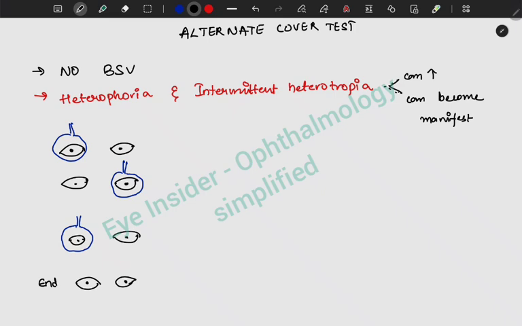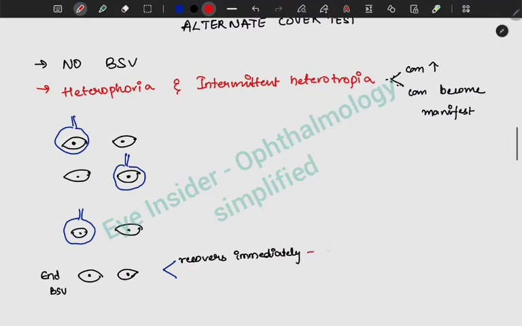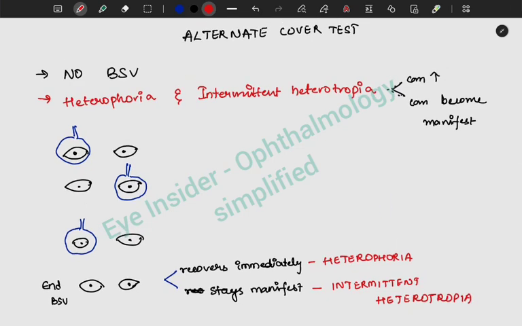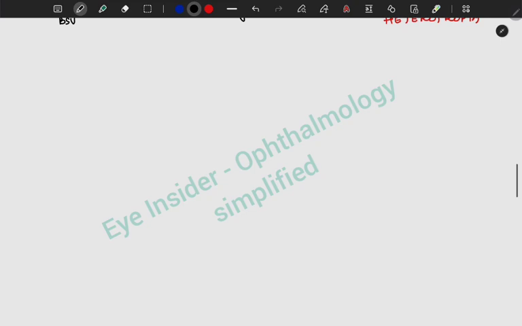So when we remove the cover at the end to establish binocular single vision, what will happen? Either the eye which is having a phoria or tropia, if it recovers immediately, that means it is having a heterophoria, that is latent squint. Or if it stays manifest, that is, the squint is appearing now, it means the patient is having intermittent heterotropia, right? So this is very important.